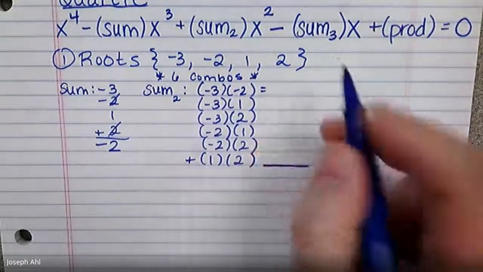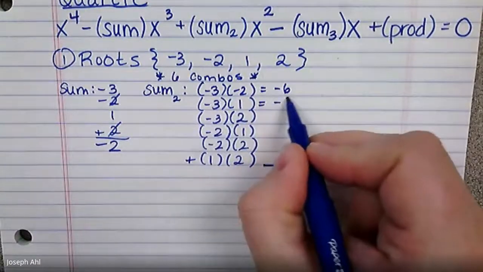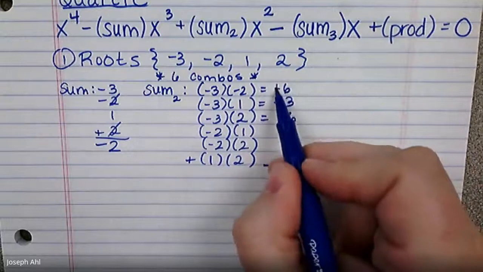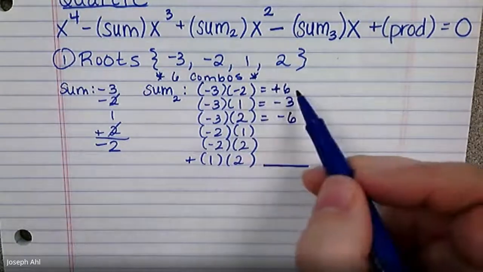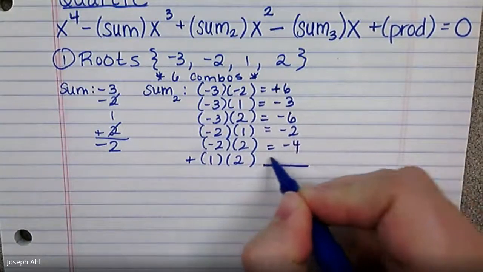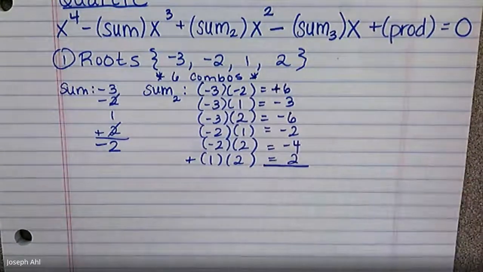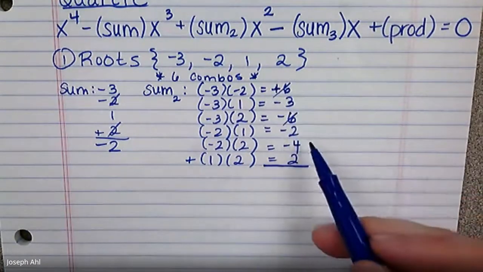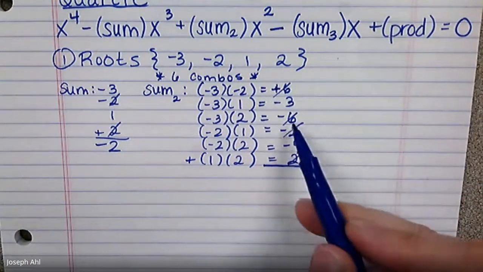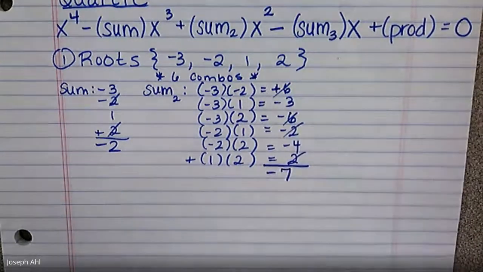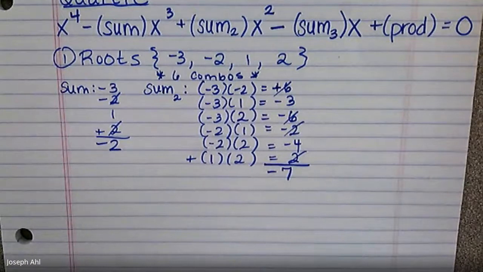All right, let's see what these products are. It would be -6, -3, -6 again. Oops, sorry, that's +6 to start. Better double check that. +6, -3, -6. That's -2, -4, and 2. And the nice thing about this is that there are a fair amount of things that cancel. 6 and -6 cancel. -2 and +2 cancel. So it looks like we have -3 plus -4 for a total of -7.